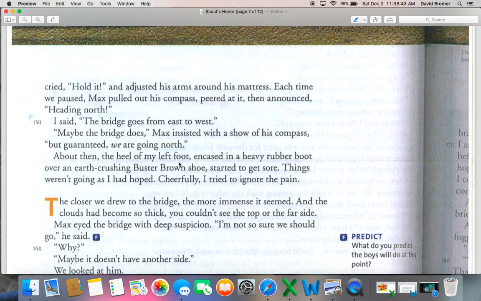About then, the heel of my left foot, encased in a heavy rubber boot over an earth-crusted Buster Brown shoe, started to get sore. Things weren't going as well as I'd hoped. Cheerfully, I tried to ignore the pain.